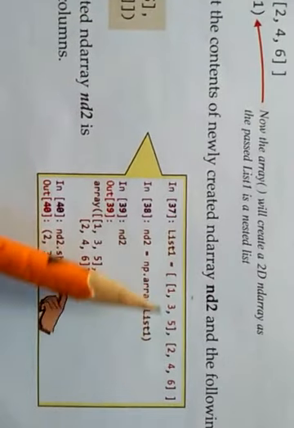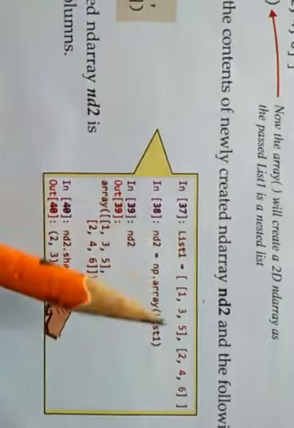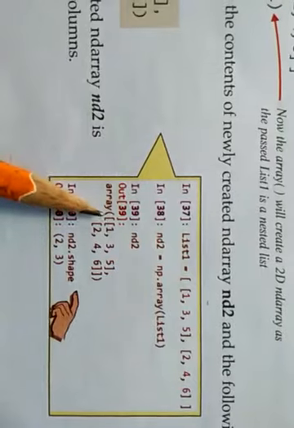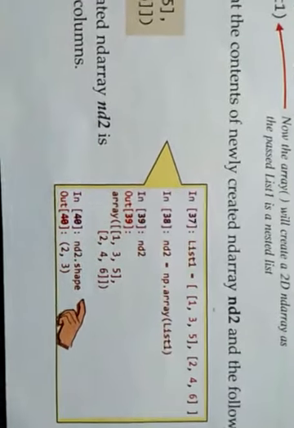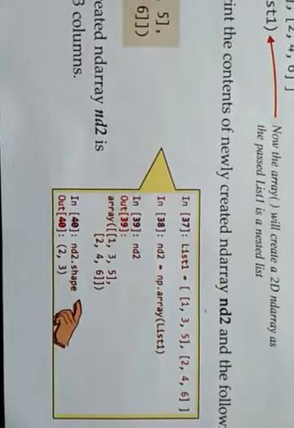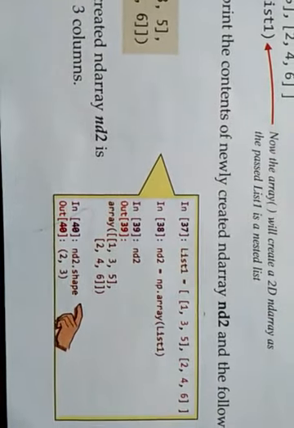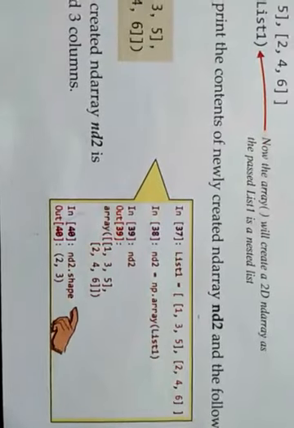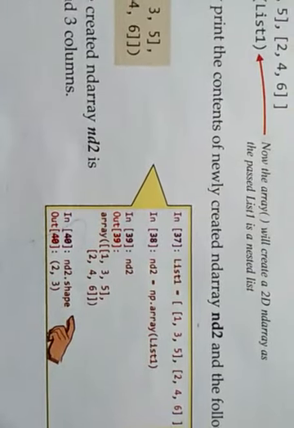Now see in the output, this is the nested list. We have created the array with a nested list and now we are printing the array. So the array is 1 2 3 and 2 4 6. These are the values of 2 rows and 3 columns. And when we use the function ndarray dot shape, the output of this is 2 by 3.